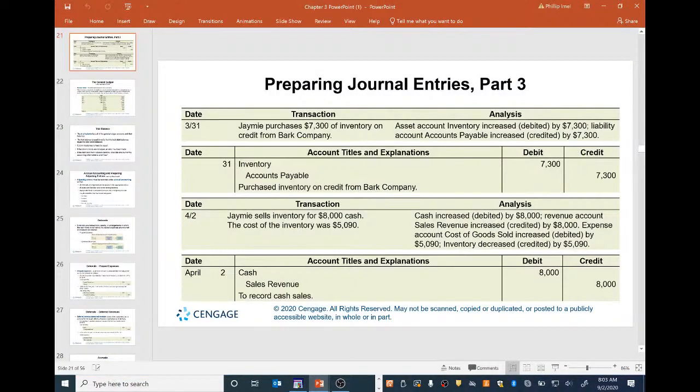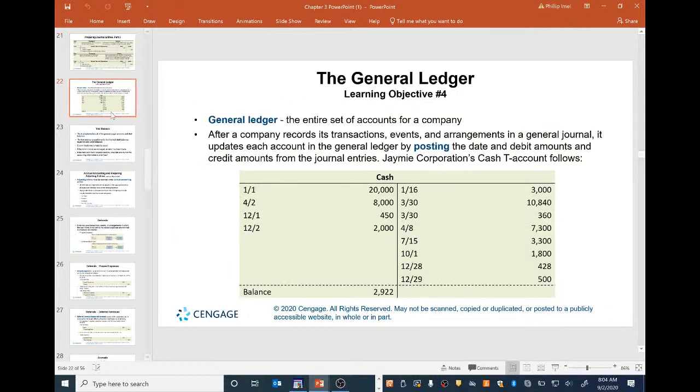Okay, so we left off on Monday with preparing journal entries here. So now we'll move on to the general ledger. I think everyone's familiar, for the most part, what the GL is by now. The general ledger, also known as GL, is pretty much just the entire set of accounts for a company. So whatever type of accounts a company uses to operate, it's just a listing of the accounts so they know where to locate them.